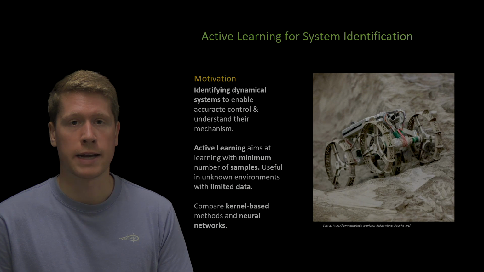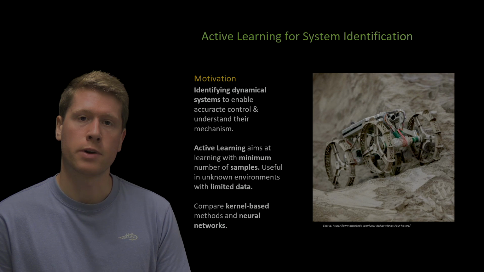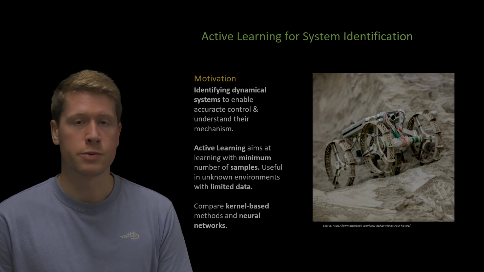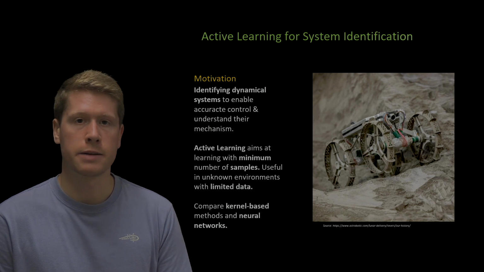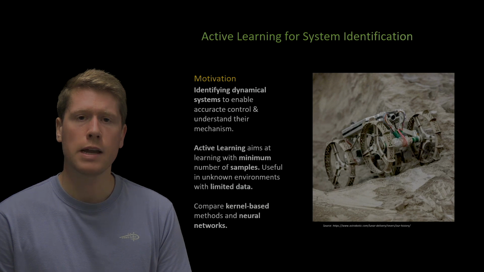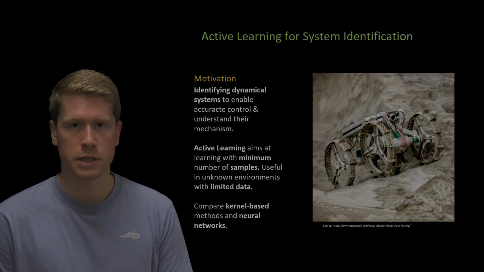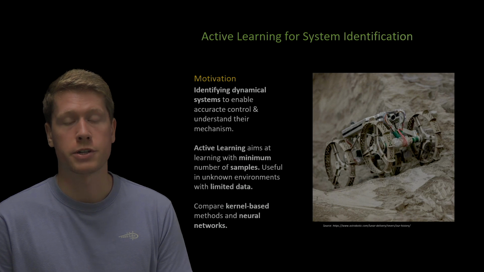Why do we want to do active learning for system identification? In our lab we work in space exploration, more specifically with rovers. Those rovers we want to deploy in unknown environments where we generally don't have a lot of training data. So we're trying to design algorithms that work well with limited data and a minimum number of samples. To this end, I've compared different uncertainty quantification models that we can use in our active learning algorithms to perform efficient system identification.